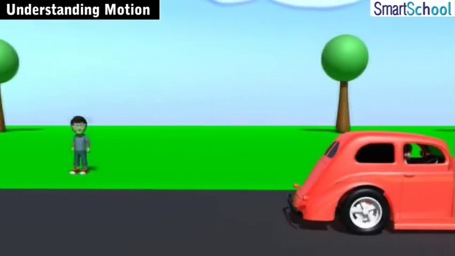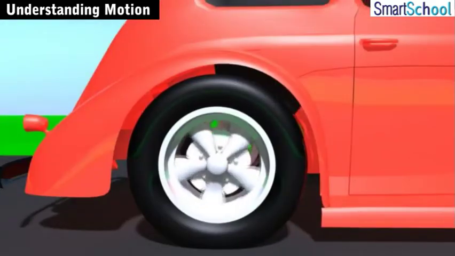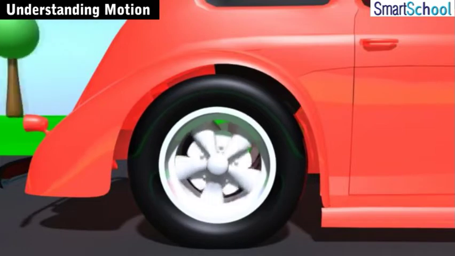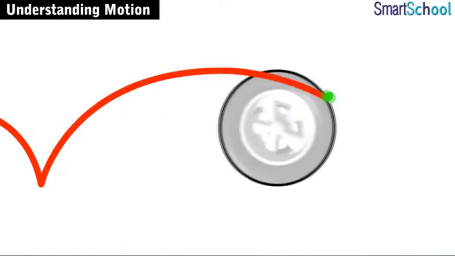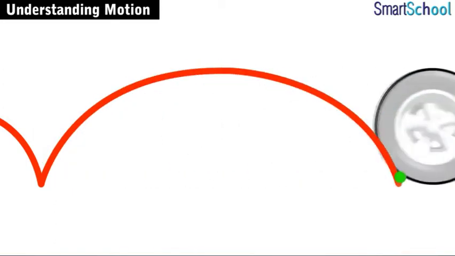So here's a car which is moving on the road. Now you can see that the tire of the moving car is rotating about its axle. And there is also a mark on the tire. Now this mark remains as it is on the tire.